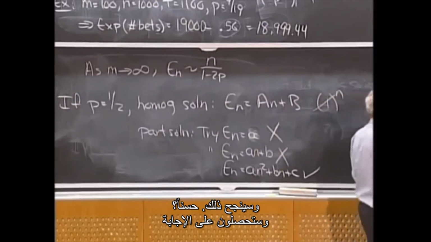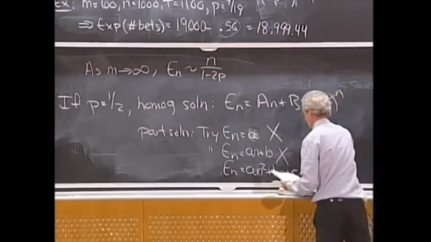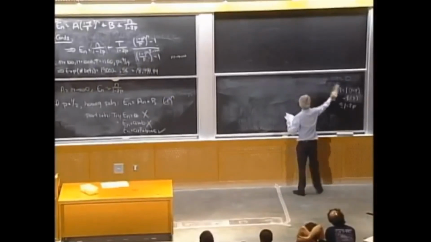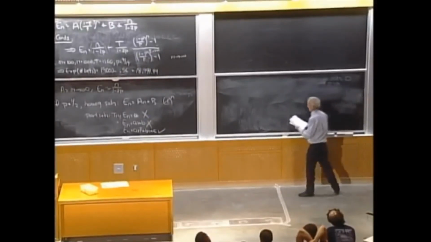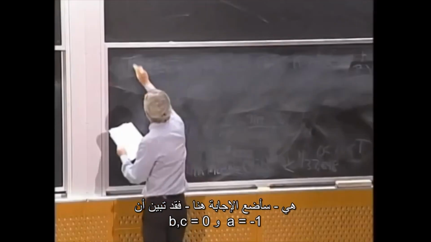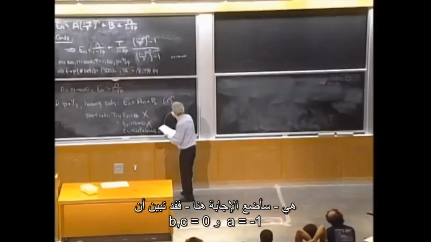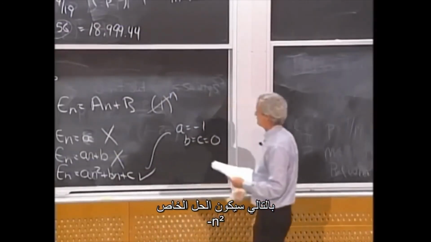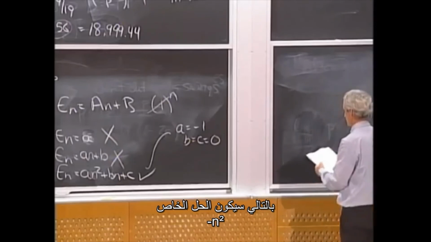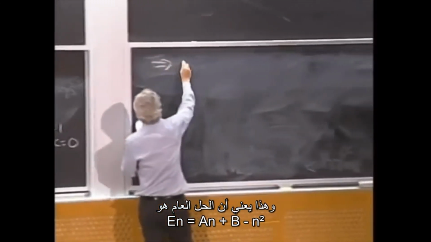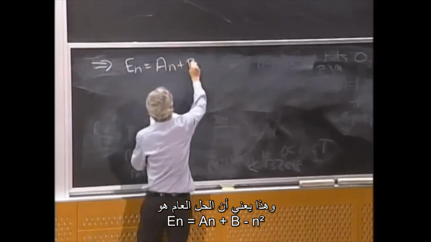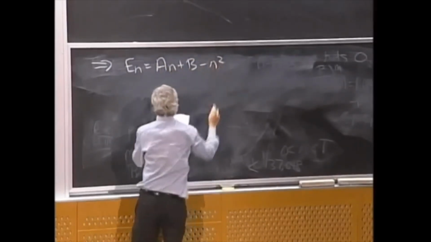Okay, and the answer you get when you do that, I'll put the answer here. It turns out that A is -1 and B and C can be 0. So it's just going to be minus n squared for the particular solution. That means your general solution is an plus b minus n squared.